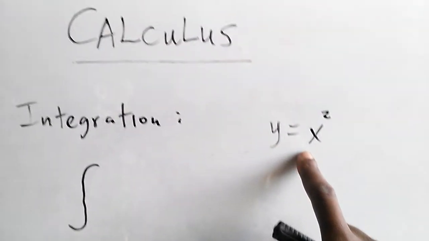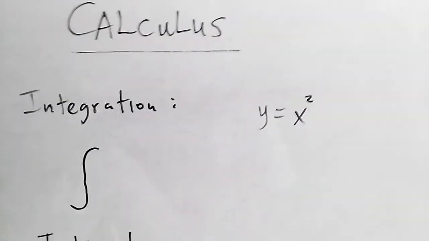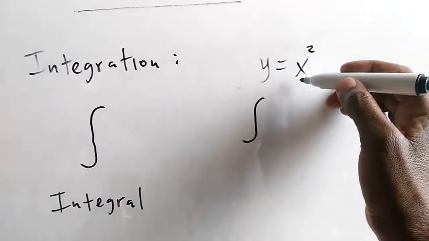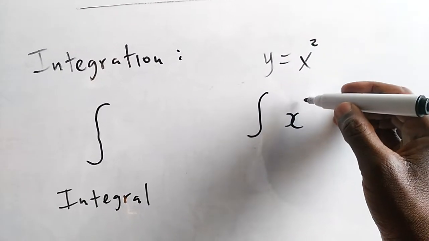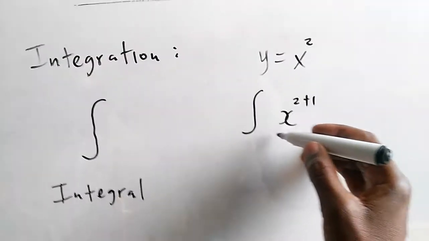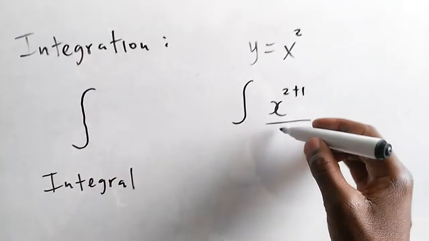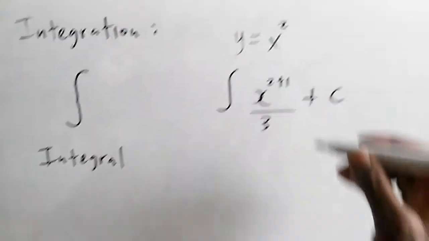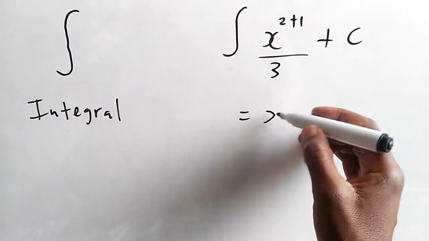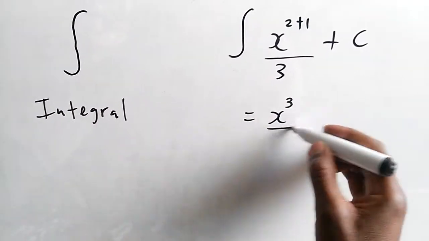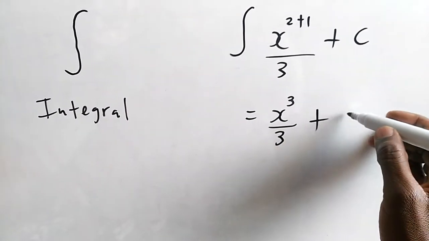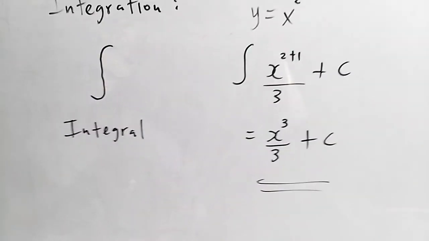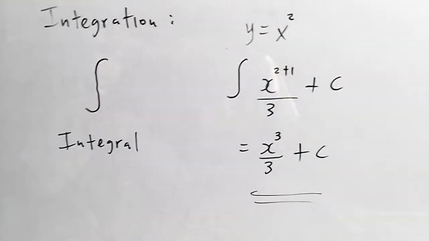So y is equal to x to the power 2. When we say integrate, we are simply saying this symbol and then we increase the power of x. It was 2, just add 1 and drop the same. Then you say plus a constant. Okay, meaning x to the power of 3 over 3 plus a constant. That's the answer. Okay. Another one.